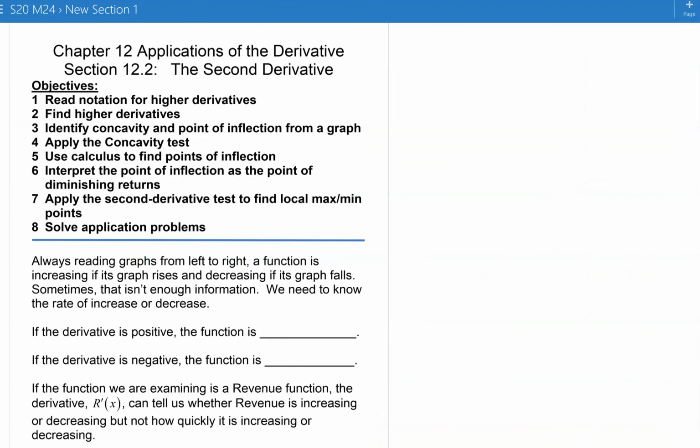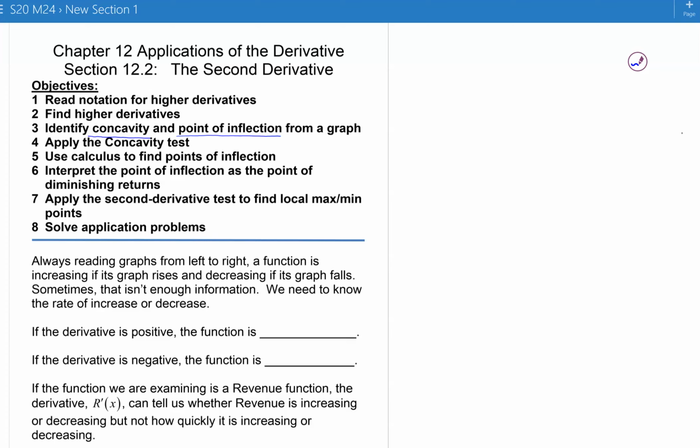Section 12.2 is continuing on with applications of the derivative and learning about the second derivative. So we're going to learn about some notation for higher derivatives. We're going to practice finding higher derivatives. Then we're going to learn about something called concavity and a point of inflection. And first we're going to look at a graph and see what they look like.